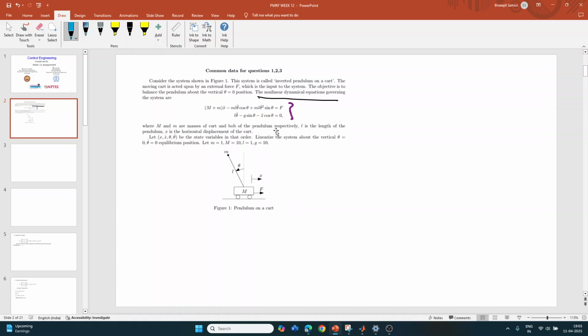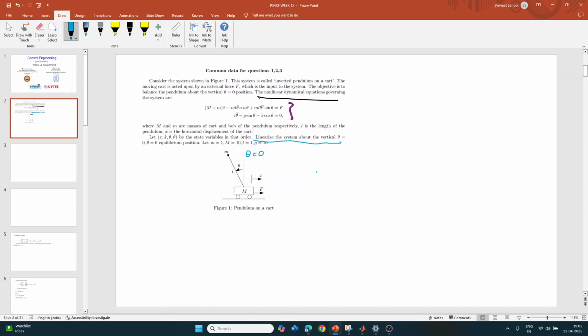This is a non-linear dynamic system. Suppose a system comes like this, how do you model the state space model? He is also asking that after doing that, you have to linearize the system about the vertical line, theta equal to 0 and theta dot equal to 0. These are the two equilibrium positions he has given. What theta dot is, we'll see now.